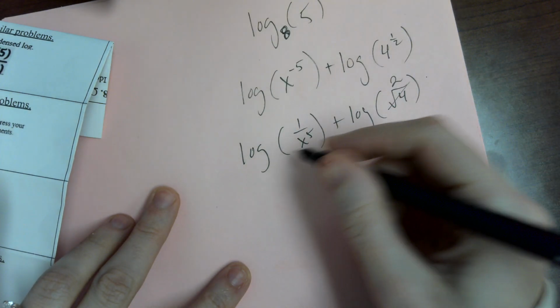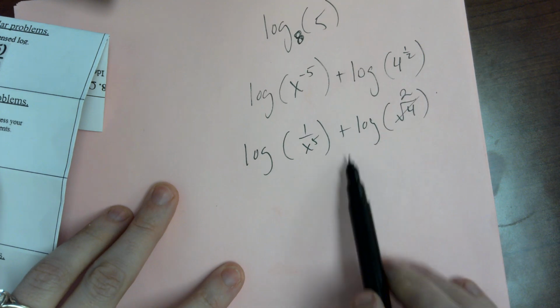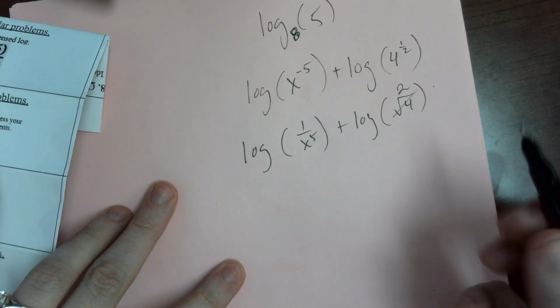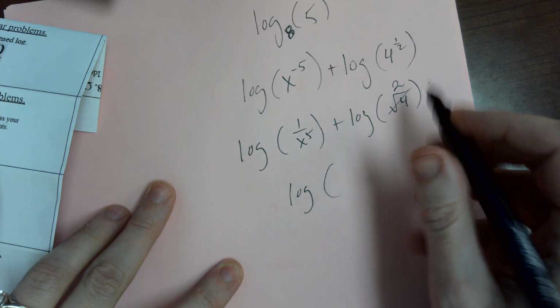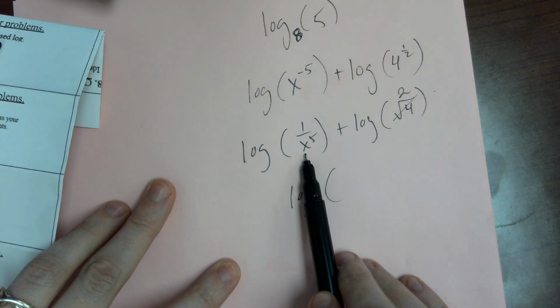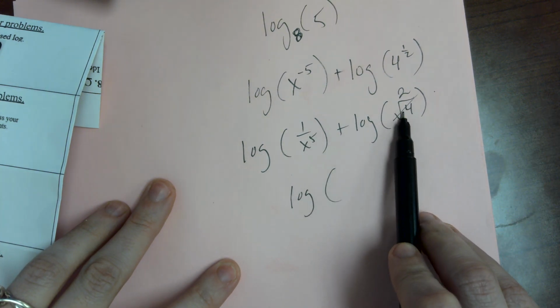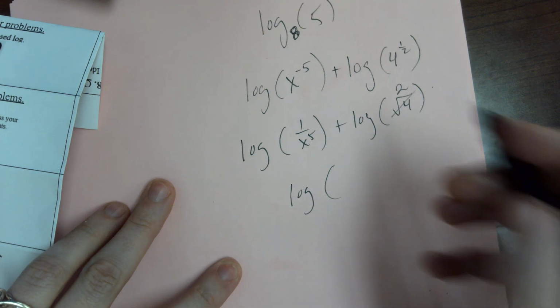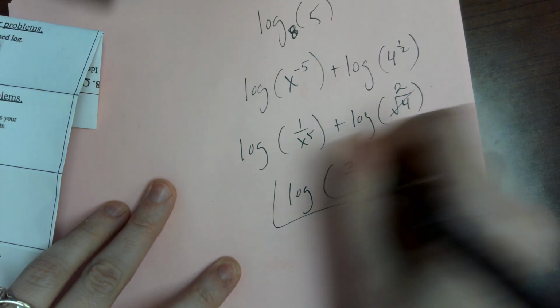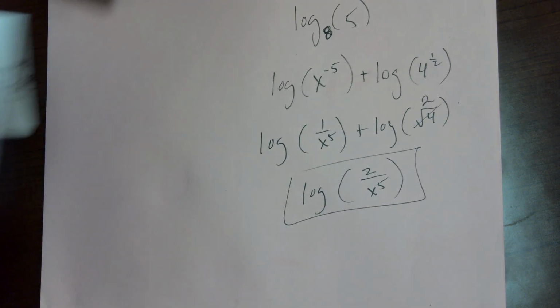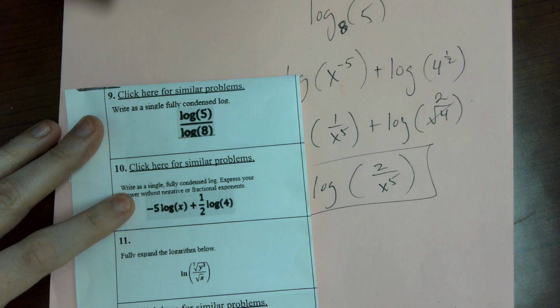And then the rule is that if you are adding two logs and they have the same base, then you could put them together by multiplying. So we're multiplying 1 over x to the 5th times 2. And 2 would be 2 over 1. So we end up with that. Okay, so that's the answer for this one here.